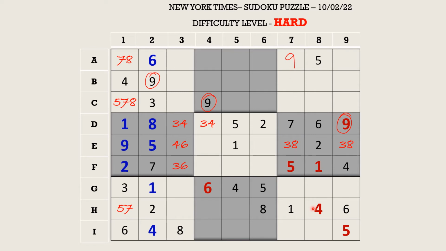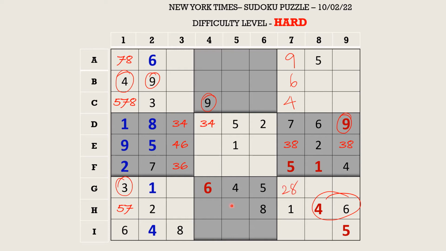Now there is a 6 4 here which blocks these 2 cells in column 7. So 6 4 has to go here. There is a 4 in B row which blocks here. So B7 takes 6 and C7 takes 4. Now the missing numbers are 2, 3 and 8. There is a 3 in C row which blocks here. So G7 takes 2 or 8.